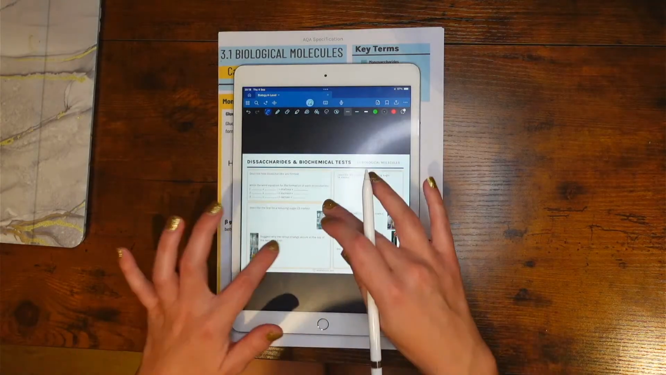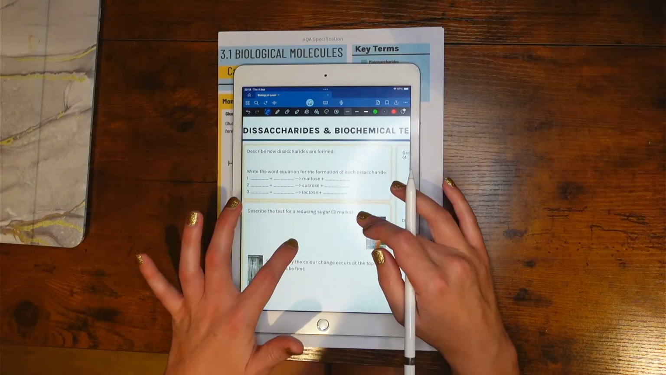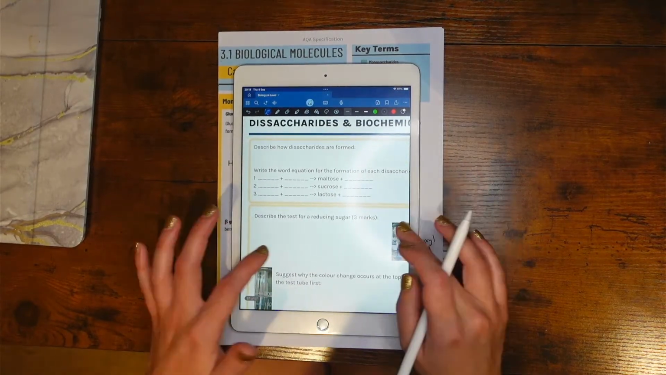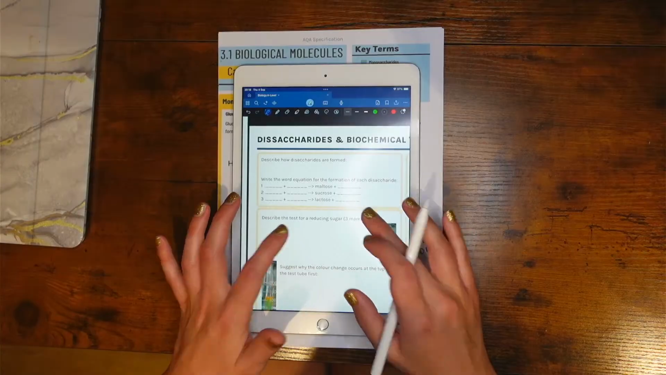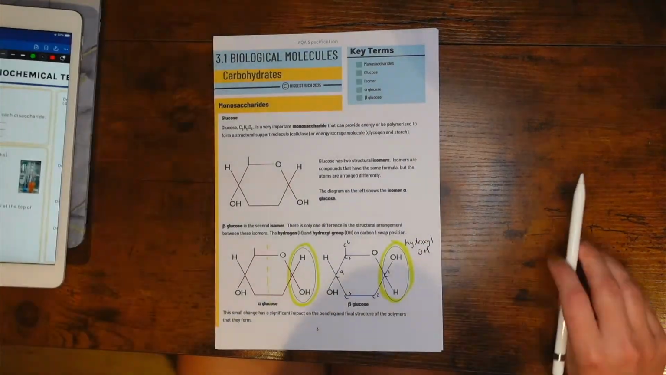Last thing we're going to have a look at then is the disaccharides. So that's the final thing we're going to have a look at today, is disaccharides, which is go back to the notes.